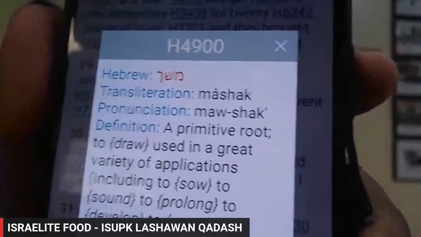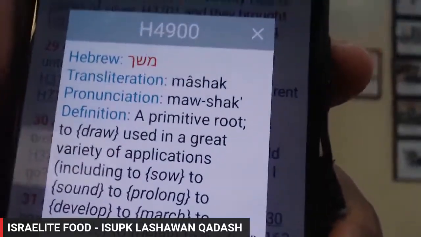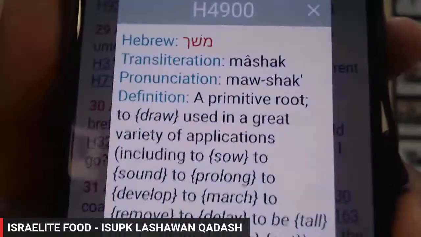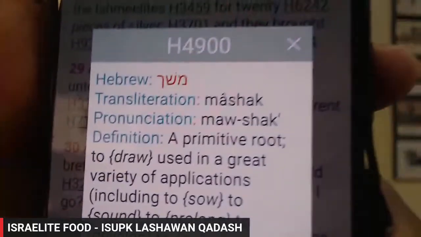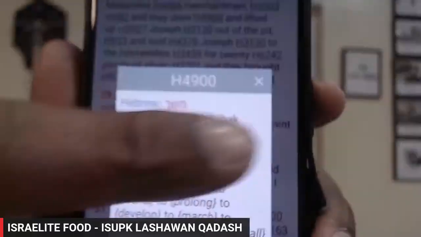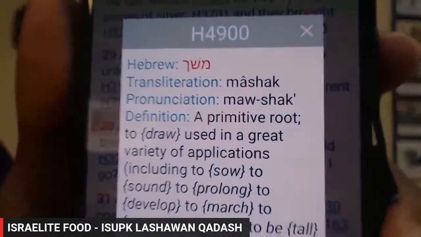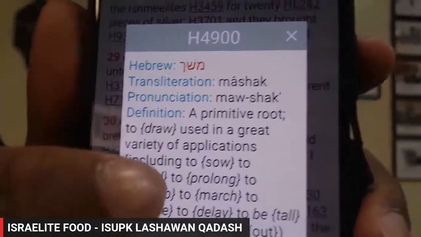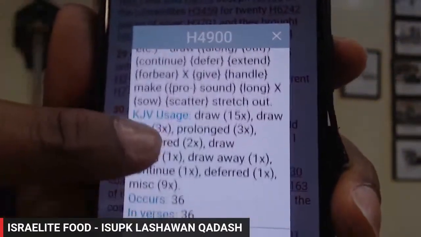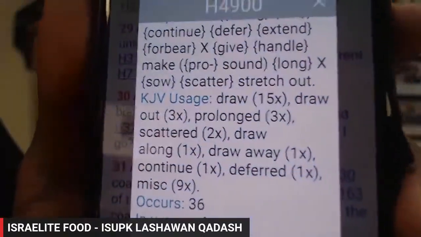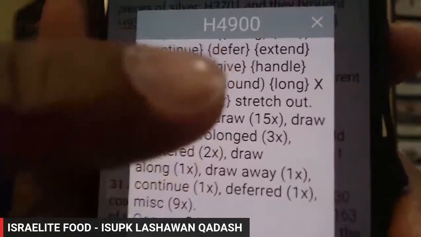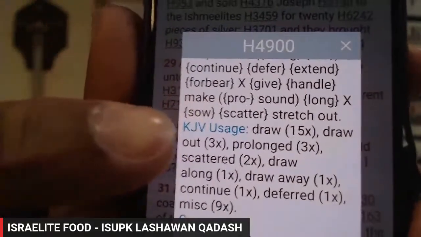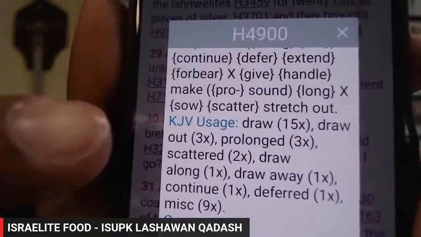Masha. Look at that. They got an Indi Lashawan Qadash on the concordance. And people want to tell me, oh, Lashawan Qadash is a fake language. Go look up a concordance. Go look for concordance. All right? A primitive root to draw, used in a great variety of applications, to sow. So what you do is you go look for the King James Version usage. That's how we map out what word is which and which one to use instead of other ones.